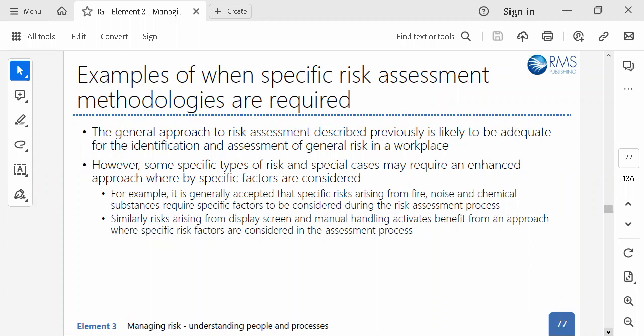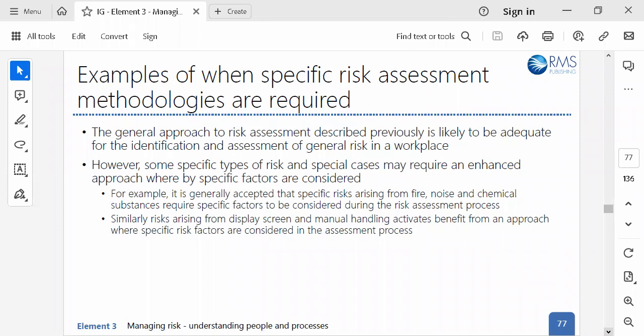Similarly, risk arising from displacement in manual handling activities benefits from an approach where specific factors are considered in the risk assessment process. For specific risk, we need to make the risk assessment in a specific way, and we need to assess those factors which need special care.